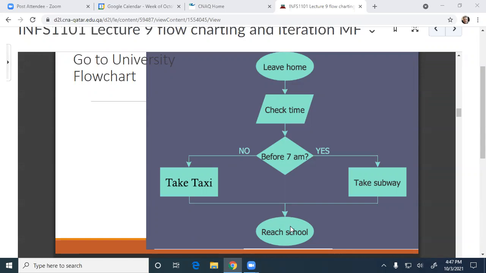The diamond is a decision. What's important in the decision is that you branch. That is, you will complete one set of code if this is true, which is yes. If it's not true, you will complete a different set of code. And this is very important in computing. That allows us to do so much, right?